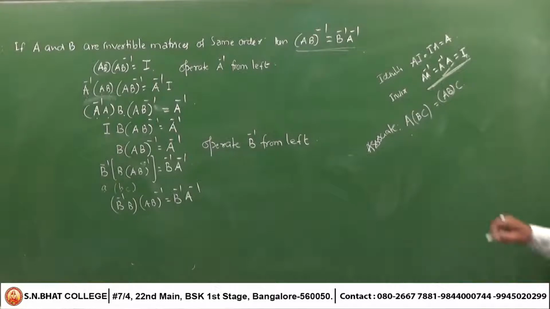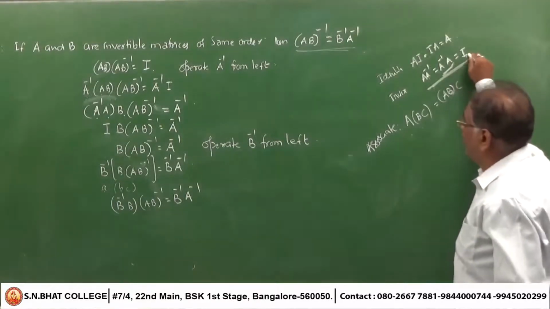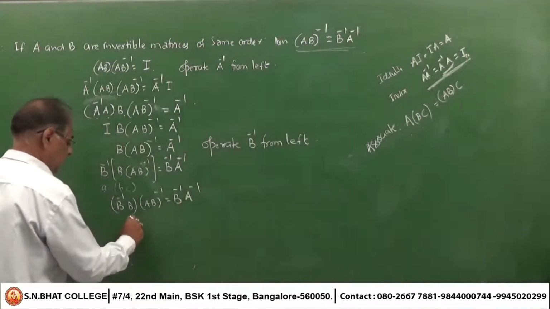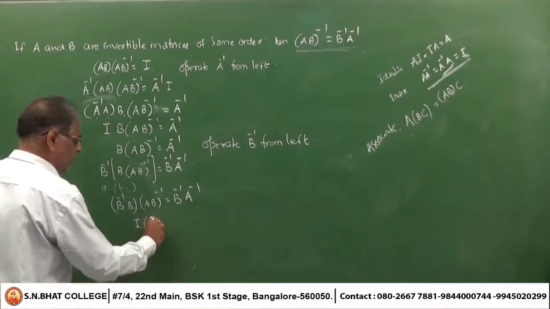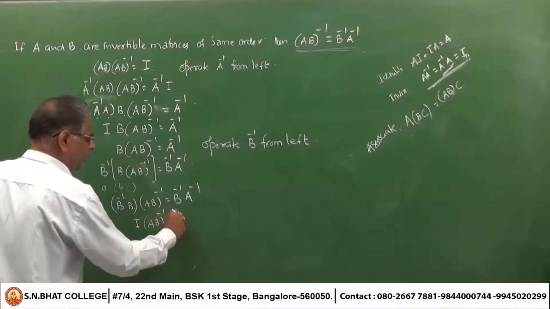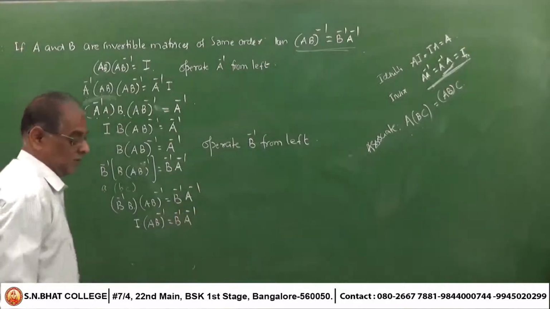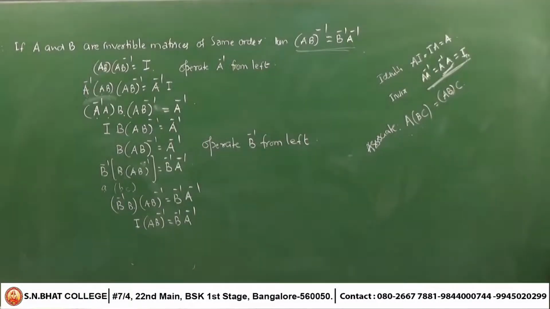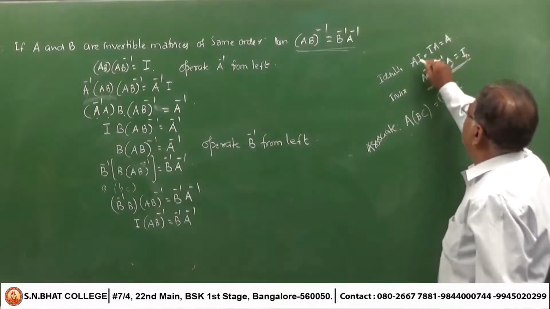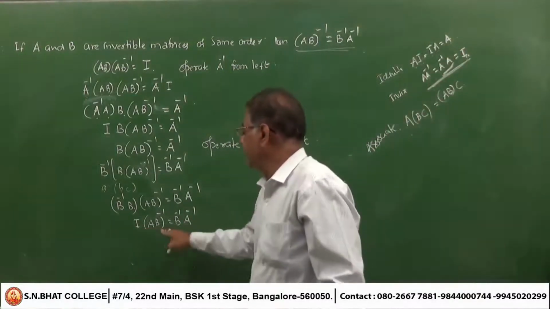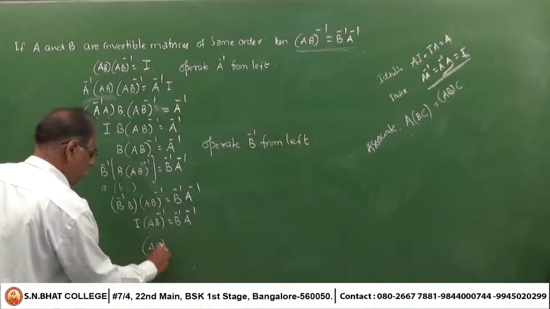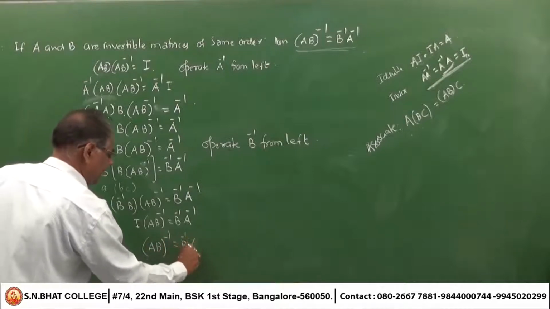What is A inverse into A? This is I. What is B inverse into B? It is nothing but I. So I into AB whole inverse is equal to B inverse A inverse. B inverse into B is I, A inverse into A is I. Now, I into A or A into I is A. So I into AB whole inverse, that is AB whole inverse, is equal to B inverse A inverse.